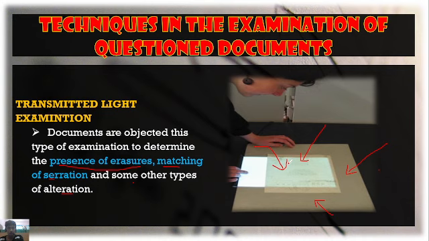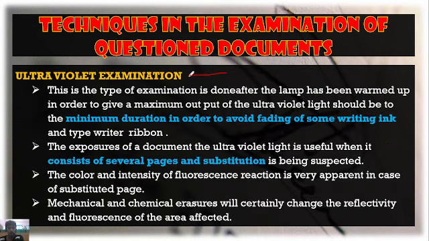So now we have here ultraviolet examination. It's very much useful when it comes to detecting fake identification cards. Ginagamit sa mga driver's license, in detecting driver's licenses that are fake nowadays. But that is only one use of ultraviolet examination. Not only on driver's licenses, but we can also use it in some fields of criminalistics, katulad ng fingerprint.